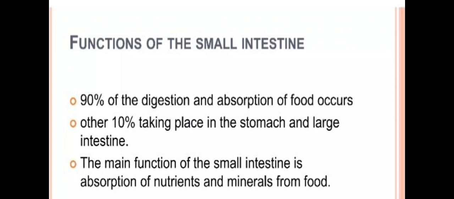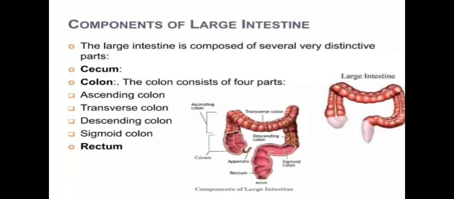Functions: 90% of the digestion and absorption of food takes place here. 10% takes place in the stomach and large intestine. The main function is the absorption of nutrients and minerals from food.